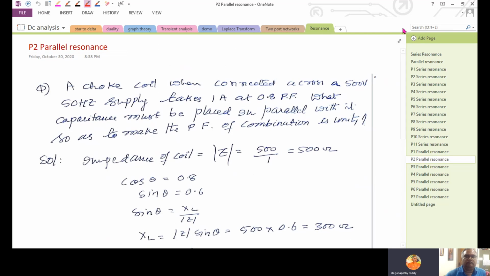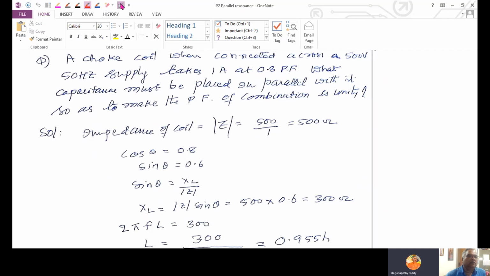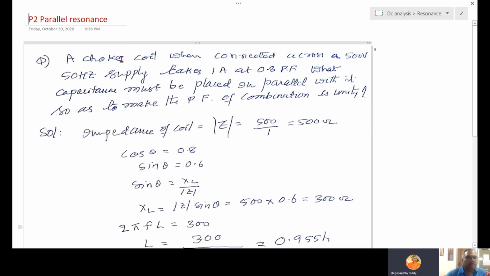Second problem in parallel. A choke coil, when connected across a 500 volt 50 Hz supply, takes 1 ampere at a 0.8 power factor. A choke coil means an RL series circuit connected across 500 volt 50 Hz supply, takes 1 ampere at a 0.8 power factor.